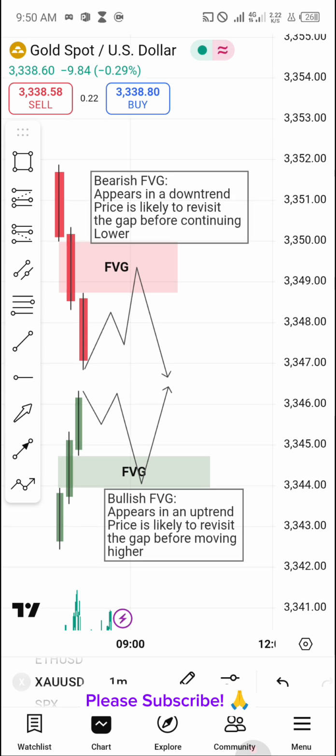Now, one thing you need to ask yourself is which of these fair value gaps is valid, either in an uptrend or a downtrend. Remember, we have higher time frame and lower time frame fair value gaps. You need to ask yourself which one holds more weight. Is it the higher time frame or the lower time frame? I believe you've answered that. Higher time frame gaps hold stronger than lower time frame fair value gaps.